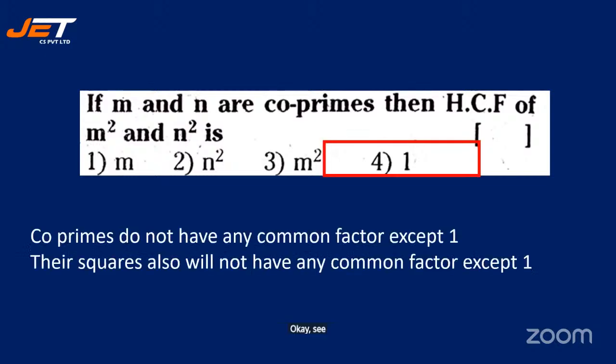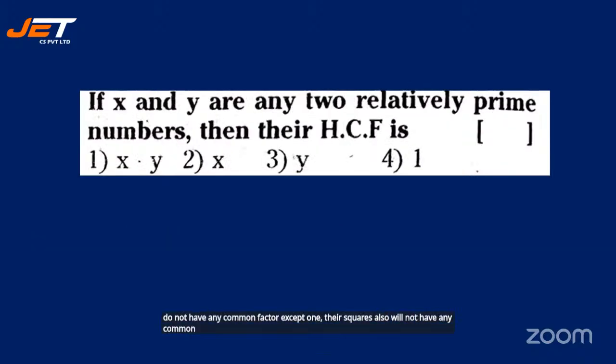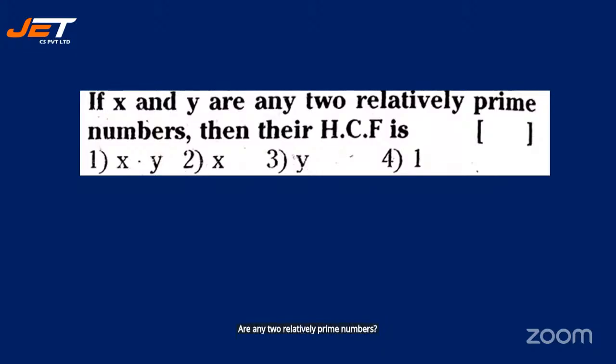It is 1. Co-primes do not have any common factor except 1. Their squares also will not have any common factor except 1. Right. And the next question, if x and y are any two relatively prime numbers, then their HCF is dash.